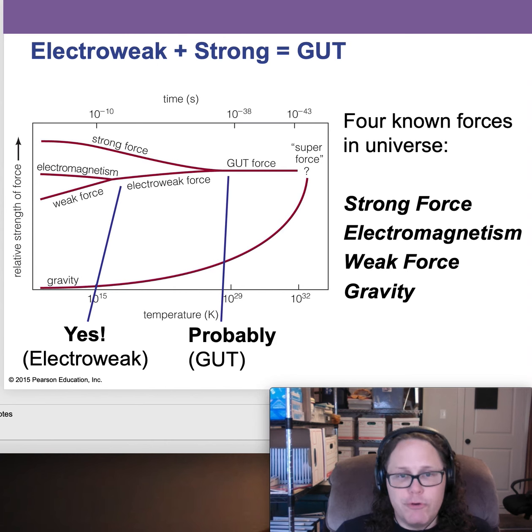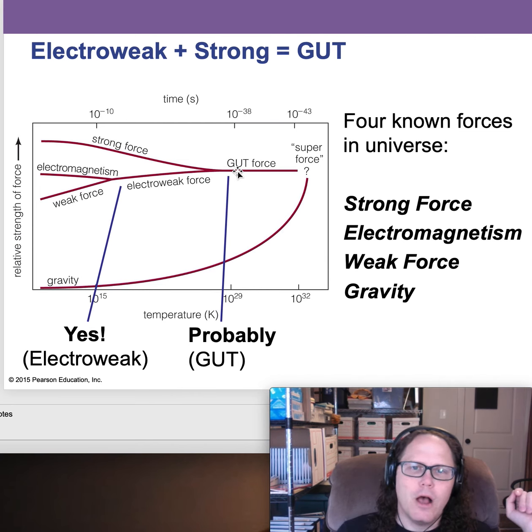Beyond that, computer models tell us that at even higher temperatures, at 10 to the 29th degrees, 10 to the minus 38 seconds after the Big Bang, which we cannot do in laboratory, we can't get things that hot. But according to computer models, the electroweak force should further combine with the strong force to produce the grand unified theory force, the GUT force. All right, cool. Well, we don't have data to back that up. All we have is computer models, so okay.